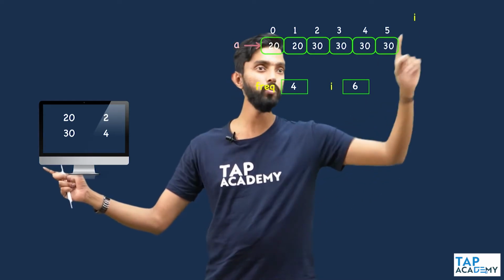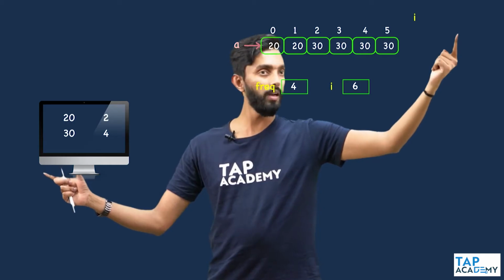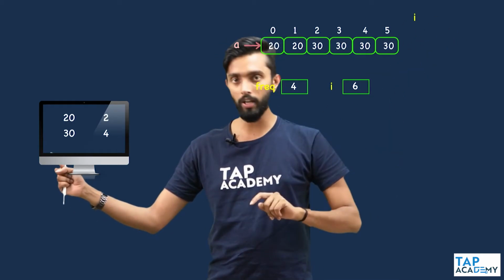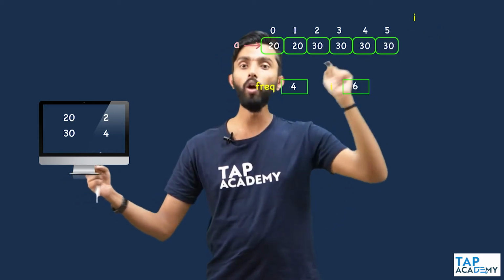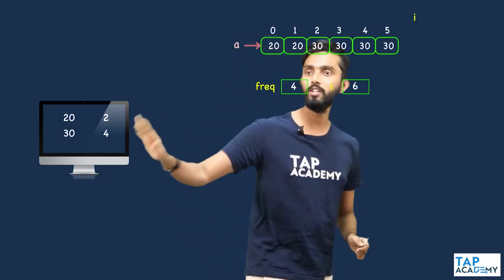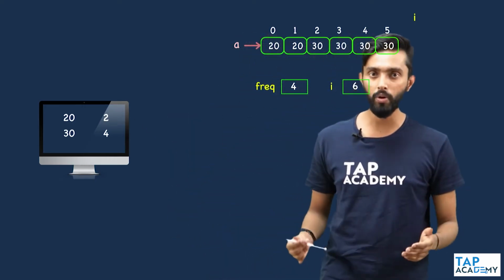How will I print 30 space 4? Very simple. I went outside, but A of I minus 1 will always give me the previous element. Previous element is only 30. Print that. Space, whatever is there in this variable frequency, print it as it is. And that is 4. Any confusion till this point of time?